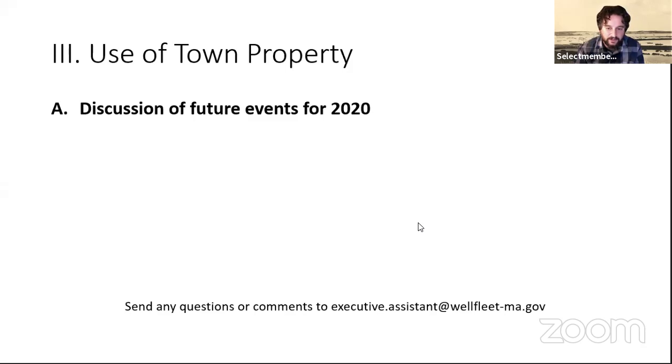We can restrict any use of town property that would allow more than 10 people, which is what the governor says gatherings could be. And then if those people were willing to do something under 10 people and would follow guidelines, I'd be willing to hear that as far as the use of town property. So I just wanted to bring that up.